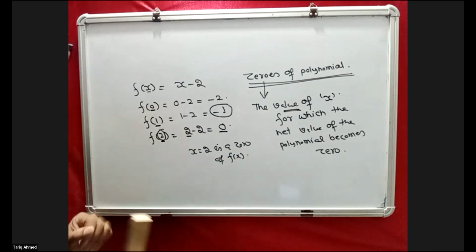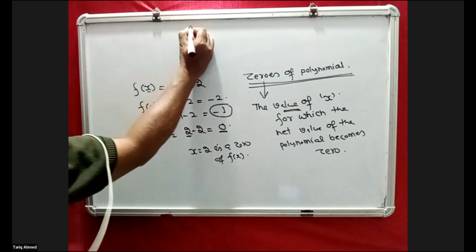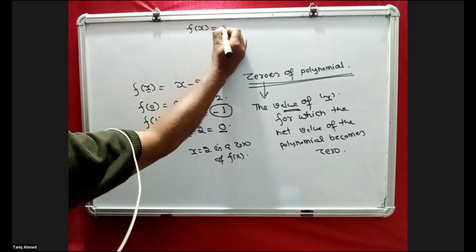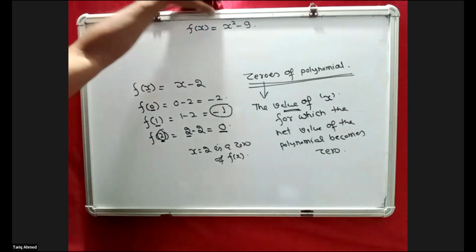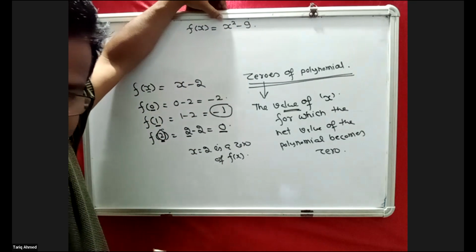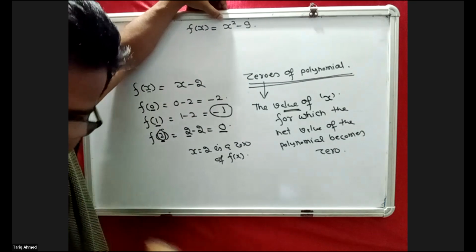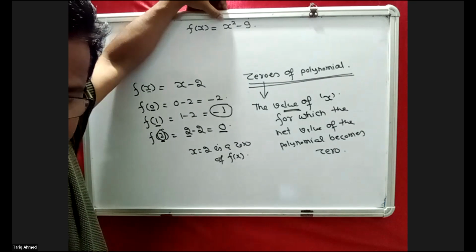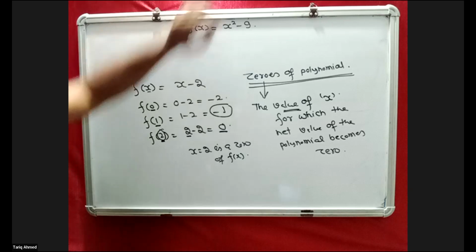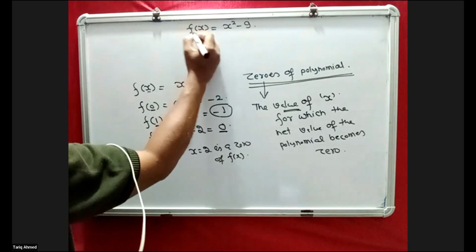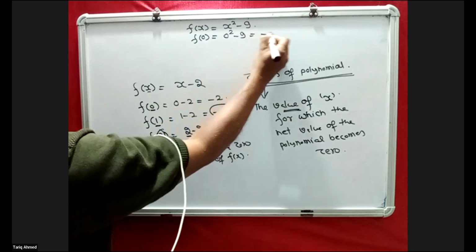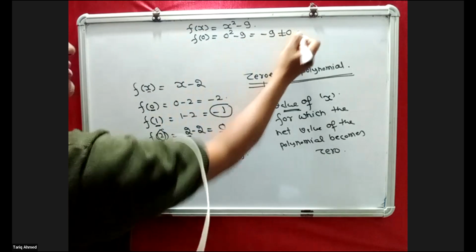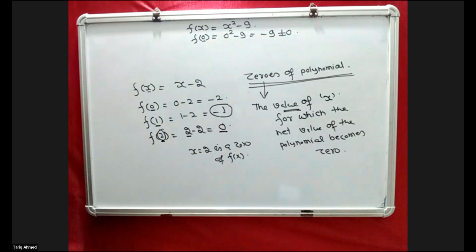Okay, trying to explain once again by taking another example. Suppose f(x) is x square minus 9. What kind of polynomial is this? Linear, quadratic? Binomial. Okay, this is binomial, but what kind: linear, quadratic, cubic? Quadratic, right? Okay. Now see, I'm putting here 0. See what we are getting. 0 square minus 9, this is minus 9. Obviously, we are not getting 0. So this is not a zero of this polynomial.